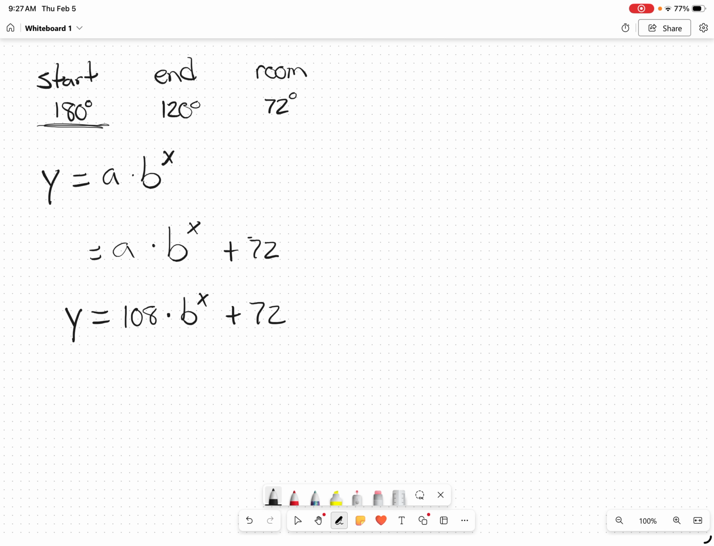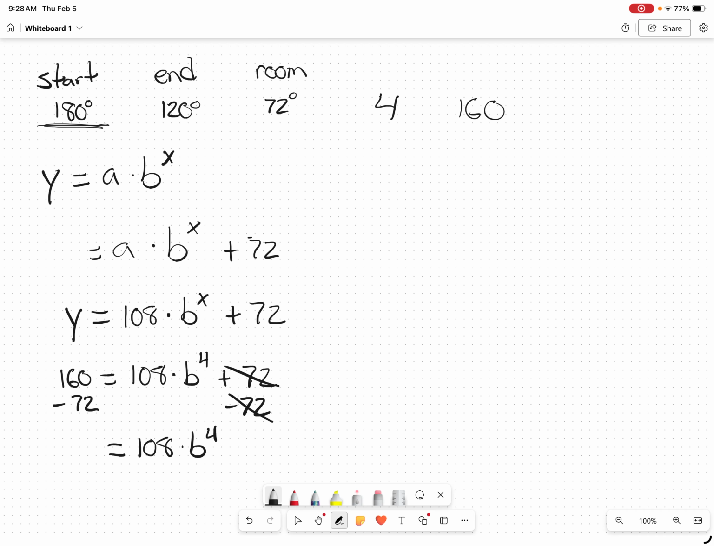And so equals what? We know 4 minutes into it, the coffee is down to 160. So we're able then to go, okay, we know an x value of 4, we know a y value of 160. Once we do this, subtract 72. So we have 108 times b to the 4th.